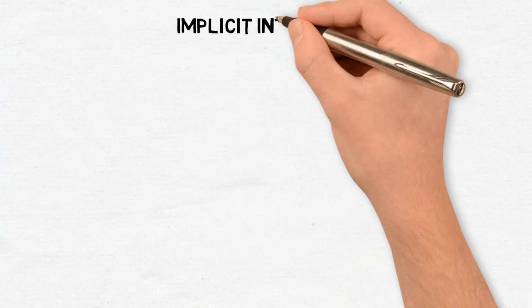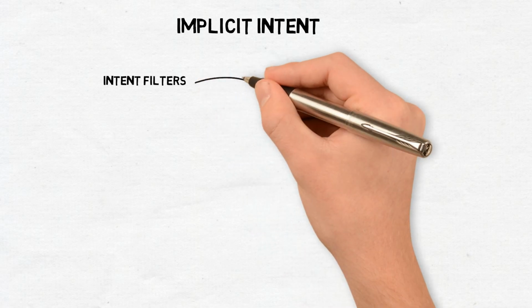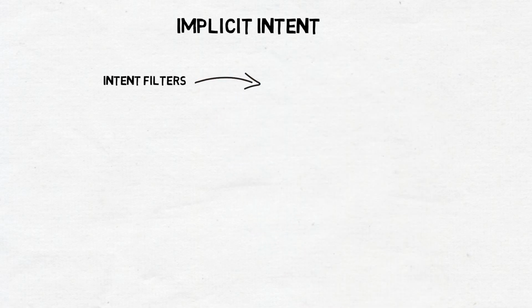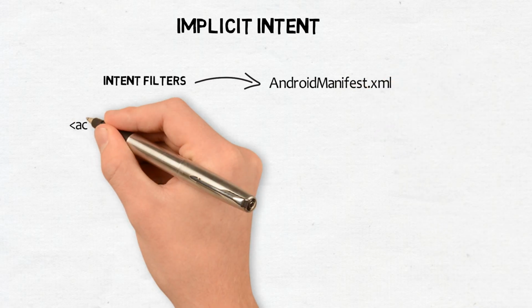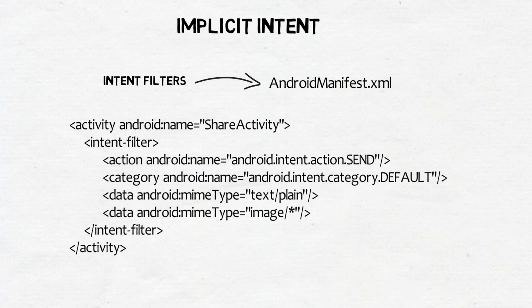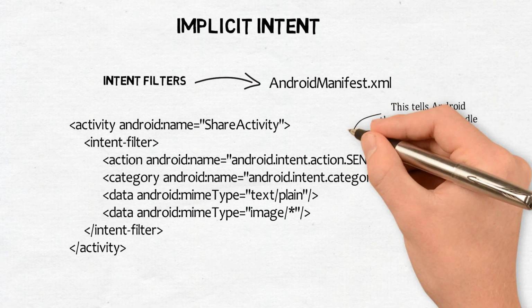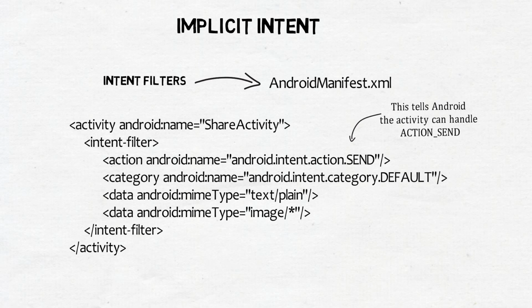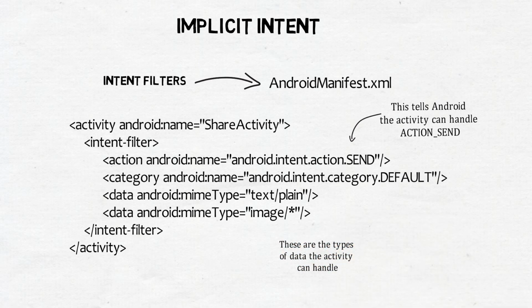When you use an implicit intent, Android uses the information in the intent to figure out which components are able to receive it. It does this by checking the intent filters in every app's copy of AndroidManifest.xml. The intent filter specifies what types of intents each component can receive. As an example, here's the entry for an activity that can handle an action of ACTION_SEND. The activity is able to accept data with MIME types of text/plain or image.